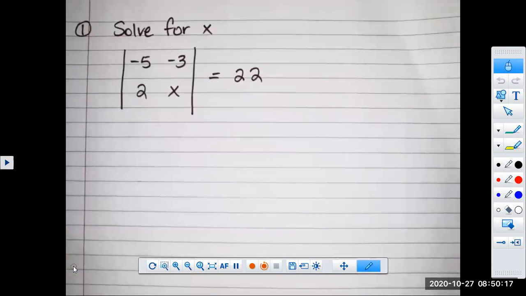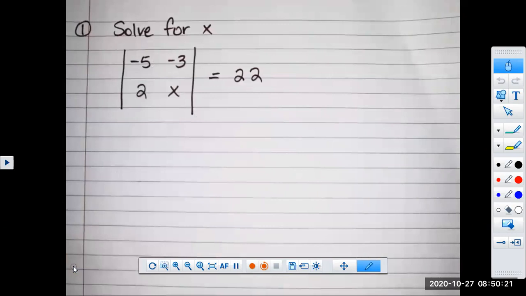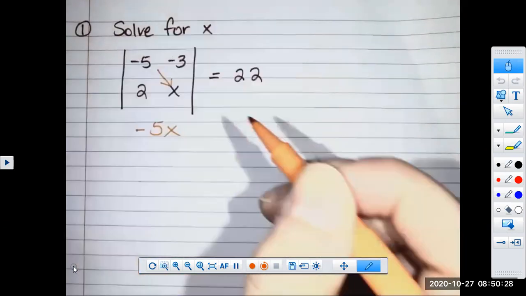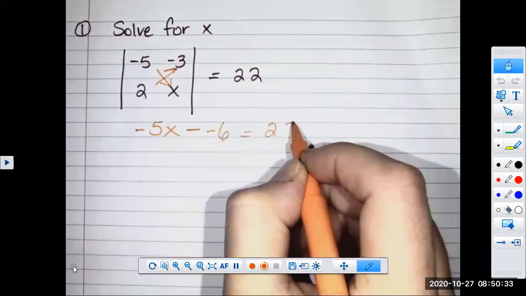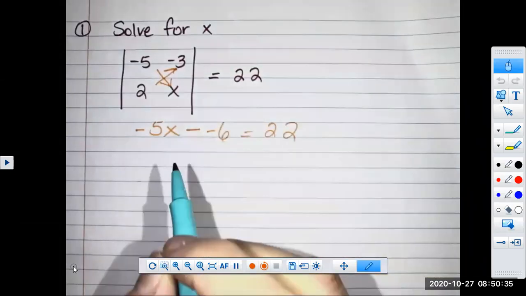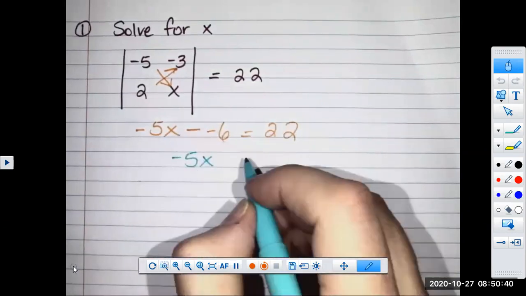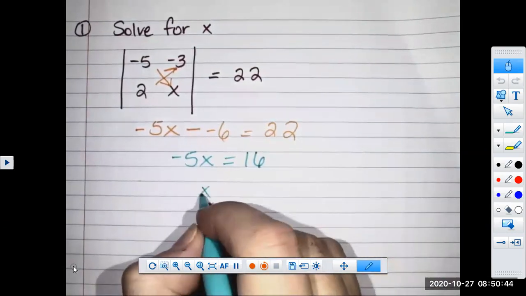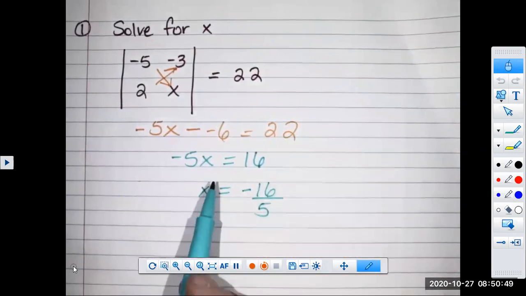Okay, they give you the determinant value, find X. Tell me how you would set this up. Good, negative 5X minus negative 6 equals 22. And then just go through and solve it from there. This turns into positive 6, so subtract 6. And X equals negative 16 fifths.